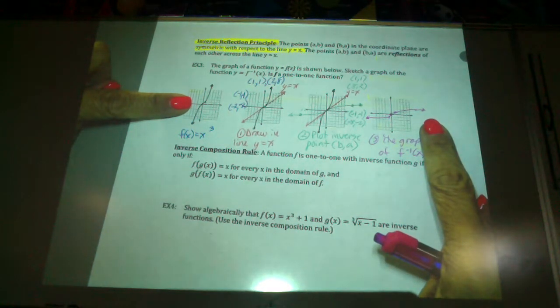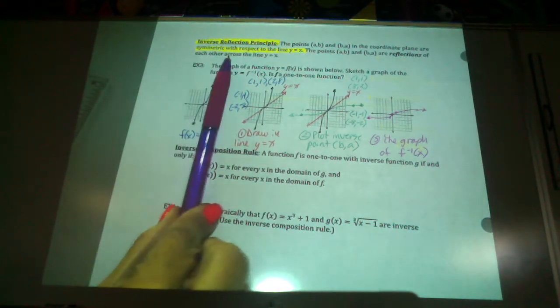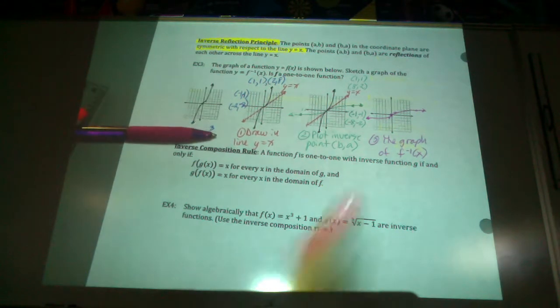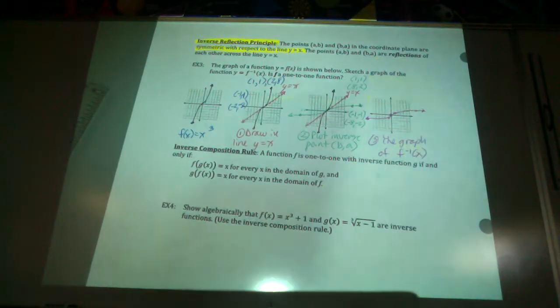Are they one-to-one to each other? Does the original function pass a vertical line test? Yes, and does it pass a horizontal line test? The fact that it passes a horizontal line test tells you the inverse is a function, doesn't it? And because it passes both, these are one-to-one to each other. Yes?